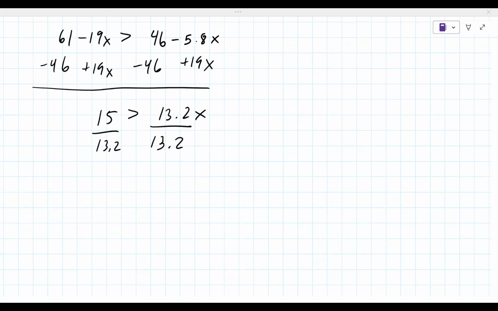Which is 1.14. And this is written weirdly, so x is less than 1.14. That's how they want you to answer part A.